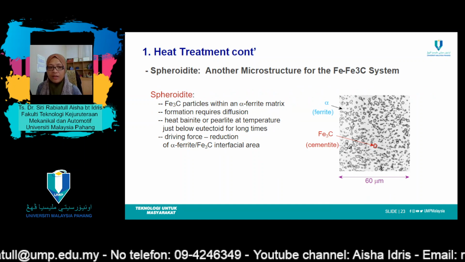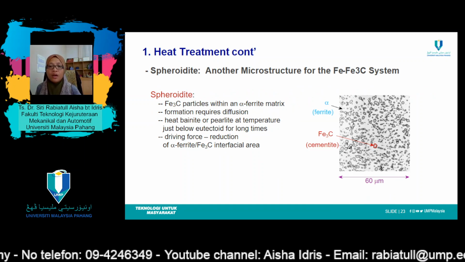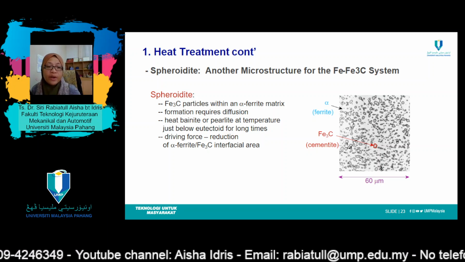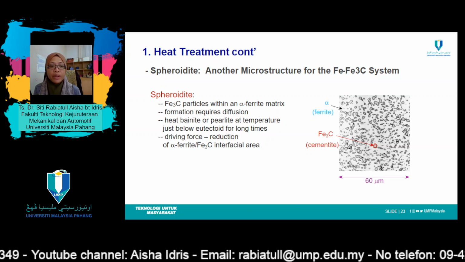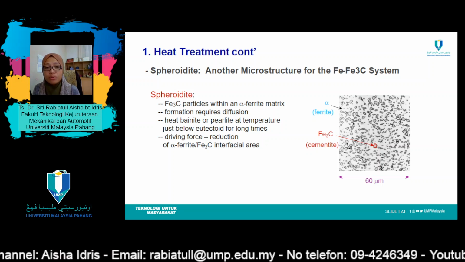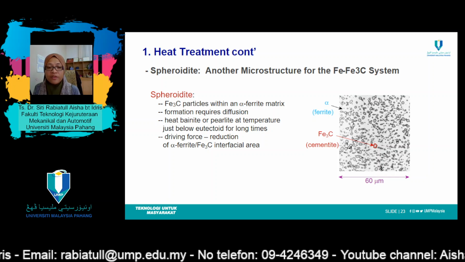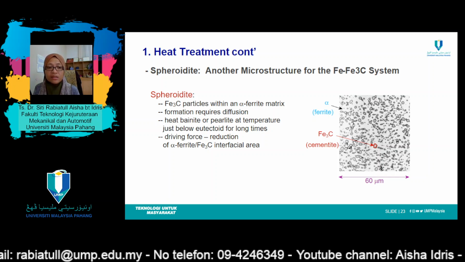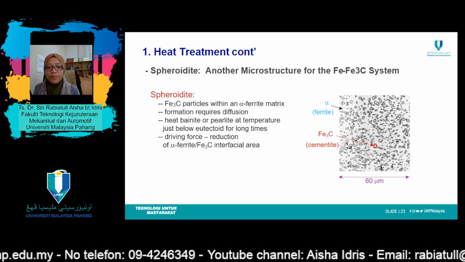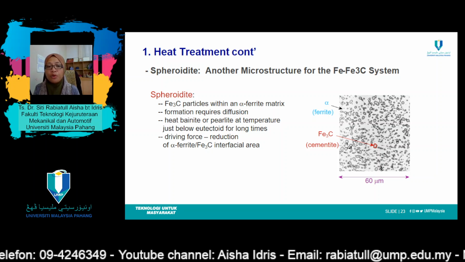Other than that, another phase that you need to know in the iron carbon system is spheroidite. Spheroidite refers to a microscopic constituent in some steels composed of spherical shaped cementite particles in an alpha ferrite matrix. Spheroidite is the most ductile and softest type of steel on the granular molecule level. Its purpose is to soften higher carbon steels and produce more formability.